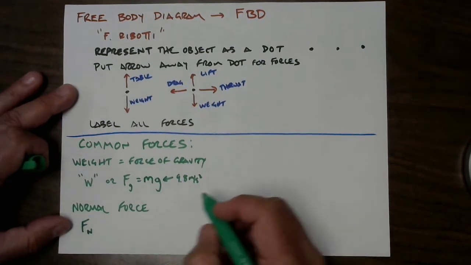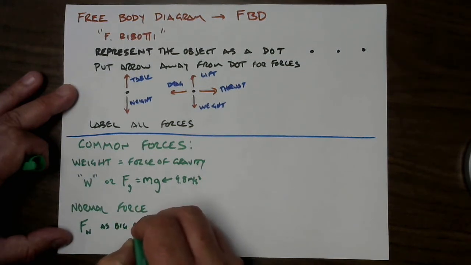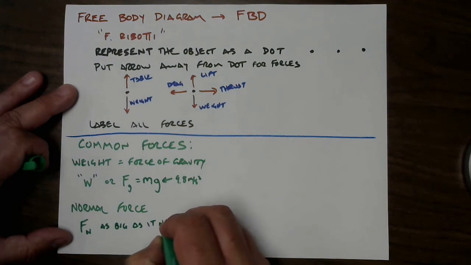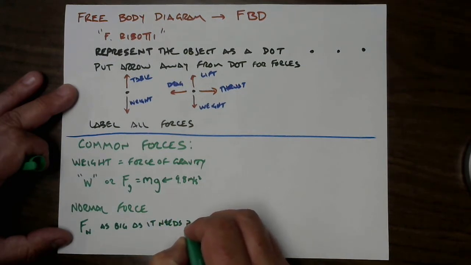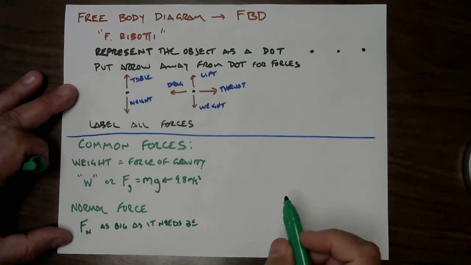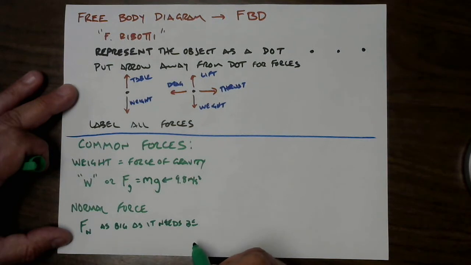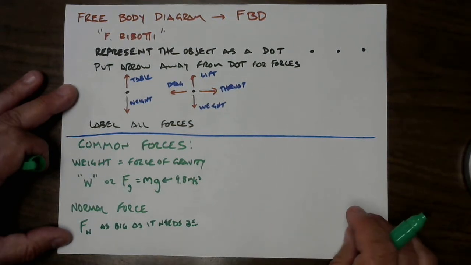Now the normal force is weird. It doesn't have a formula. You can't calculate it in advance. It's just as big as it needs to be. More American to say needs to be, but whatever. It's as big as it needs to be. That means that up until the point where the molecules just can't hang together, then that surface will exert a force.